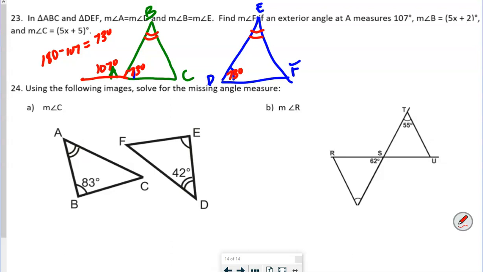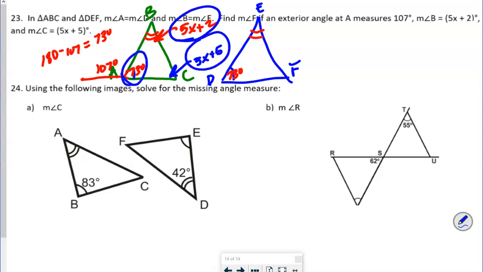So this angle right here is 73, which means that angle right there is 73, okay? Then it tells us the measure of angle B up here is 5x plus 2. The measure of angle C right there is 5x plus 5. So again, do y'all notice we have three angles? 1, 2, 3. We can add them together, set them equal to 180, right? So that's what we're going to do.